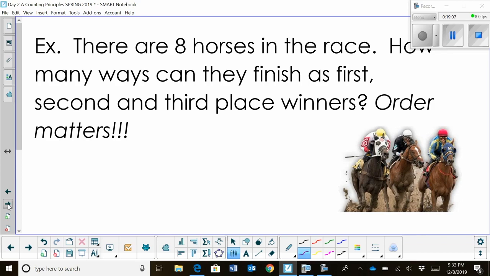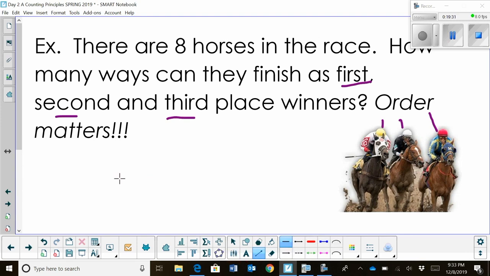Okay, that's order's important. Why is order important? Because you're talking about first, second, and third place. So you could have the same 3 horses finish in a different order, and it makes a new solution or a new answer, a new outcome. So you have to think about that. That's what a permutation is. So let's do it both ways.